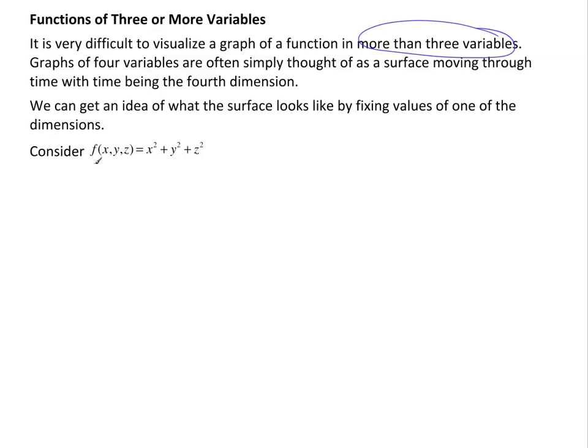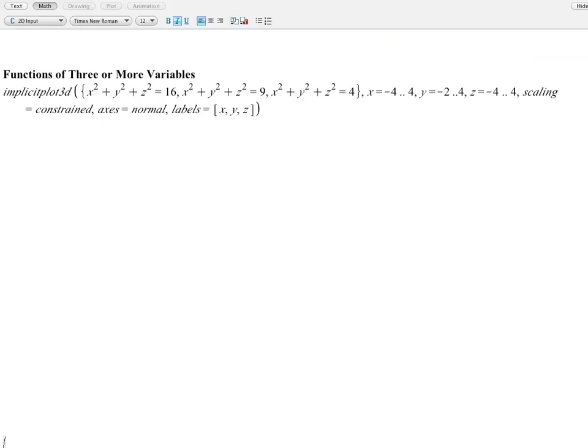So consider this function f of x, y, z equals x squared plus y squared plus z squared. Well, you know right away that for specific values, say k, this is a sphere. So what we would logically think is happening is for different values of k, I'm going to have a sphere of different sizes. So let's take a look real quickly at Maple and see what Maple can do for us.